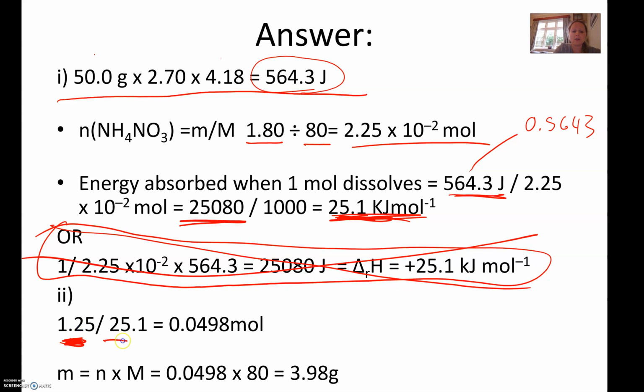So if you take that 1.25 and divide it by our 25.1, it's actually 0.0498 moles. And we know it has to be smaller than 1 mole anyway, so this is consistent with that theory, because 1 mole absorbed this amount of energy. So 1.25 is far smaller than 25.1, so we know it had to be less than 1 mole. And then to turn that into a mass, we times it by the molar mass, and the answer is 3.98. Remembering all of our answers in NCA should be given to 3 sig figs. Hopefully that question makes sense. Don't worry, you will have to practice these a lot, and we're spending the whole next lesson on this.